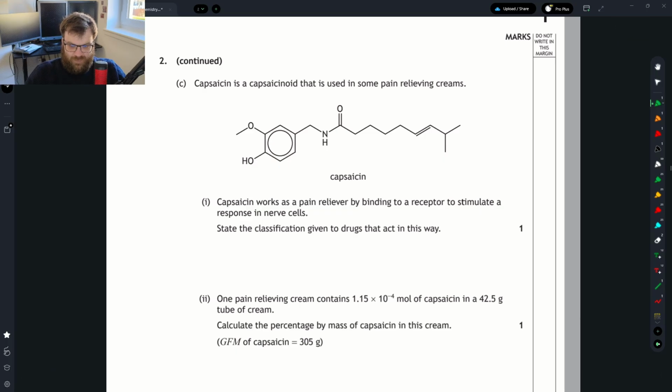Next one, we're stimulating a response. That is going to be an agonist. The other type of drug that we deal with are called antagonists. Those are the ones that block the response. So here.